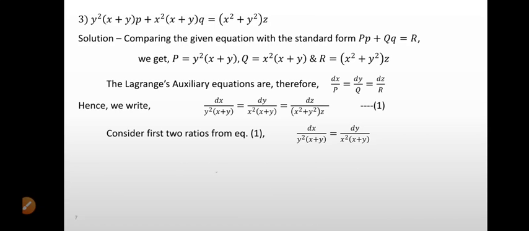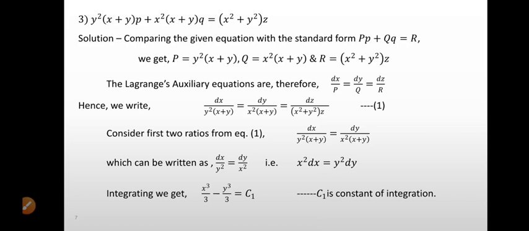So we get x square dx equal to y square dy, variable separable form of differential equation. Integrating we get x cube by 3 minus y cube by 3 equal to c1. Multiplying both sides by 3 we can write x cube minus y cube equal to 3c1 equal to a. So this is the first solution. Now we have to check for another solution. Here we are going to use a different method which is not used in previous solutions.